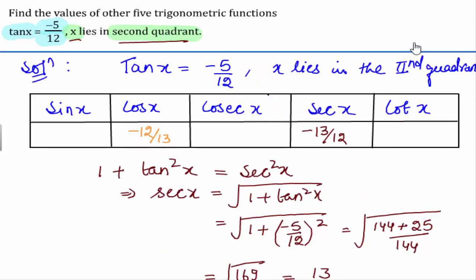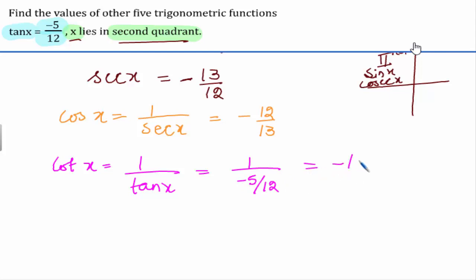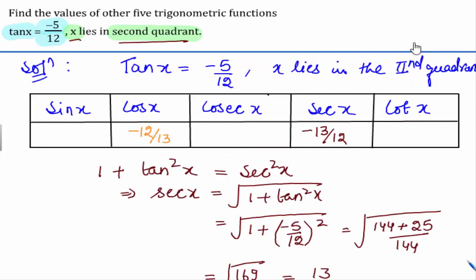Now we are given tan x. So we can find cot x. Since cot x is the reciprocal of tan x, so we have 1 upon minus 5 upon 12, which is equal to minus 12 upon 5. So the value of cot x is minus 12 upon 5.